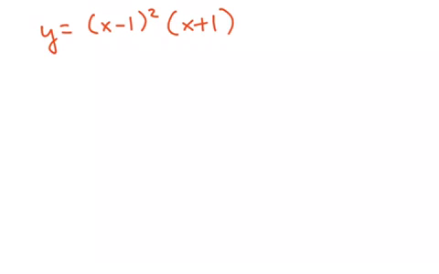Okay, let's talk about graphing from an Algebra 2 perspective. If you're given something like y equals (x minus 1) squared times (x plus 1), there are a couple of things we've discussed thus far that we can apply. The first is end behavior. So what do we know about the end behavior?